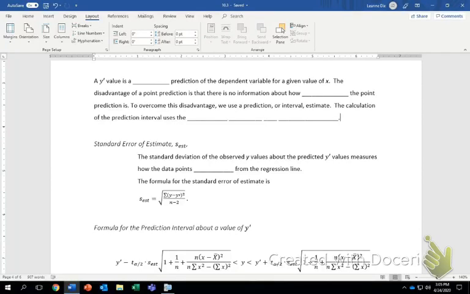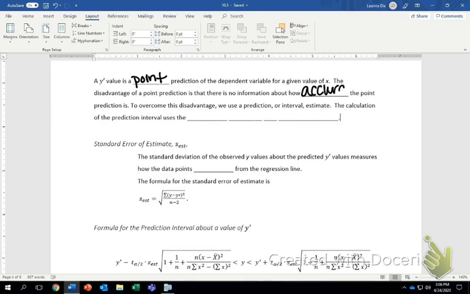So the last little bit, and really it's not super difficult, especially now that you have your calculator, but there is a piece that we do need to calculate. Before we get to that, we need to understand that our y prime is a value, obviously, but it is what we would call a point prediction of the dependent variable for any given x value. The unfortunate problem with a point prediction is that we don't know how accurate it is.